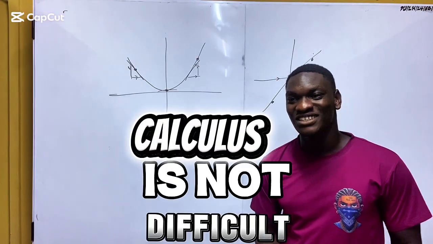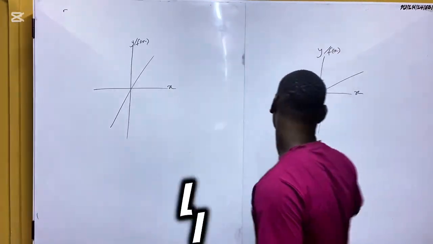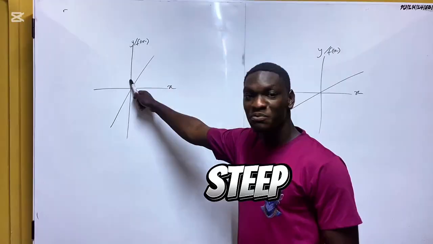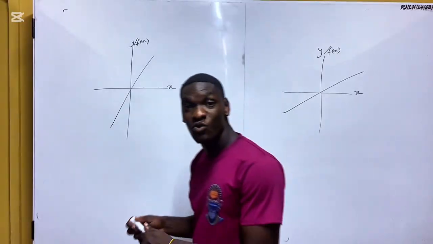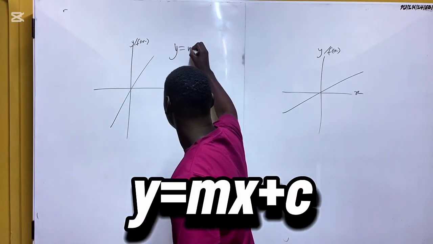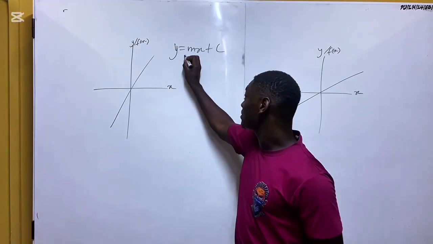Calculus isn't difficult. Don't make it. This is a line. This is another line. This line is a deep line. This is a shallow line. A line has an equation y equals mx plus c. The m is the gradient of the line.